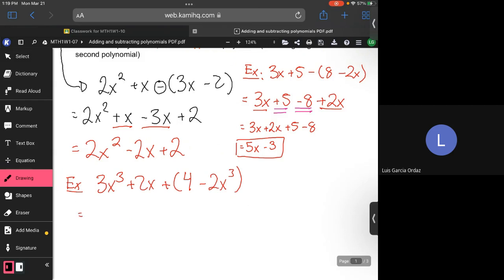So when I remove that bracket, it becomes 3x cubed plus 2x plus 4 minus 2x cubed. Now you have to look for like terms. Are there any sets of like terms here? Kareem? 3x to the power of 3. Okay, is that it? Yeah. Perfect. Again, I'll write the next step because I like writing it. You don't have to.